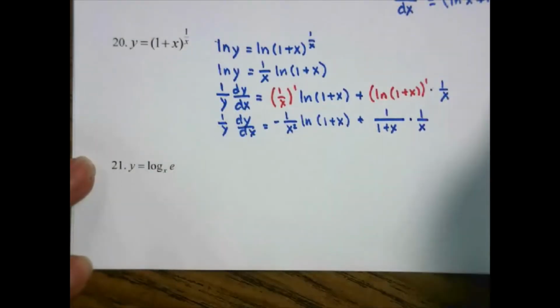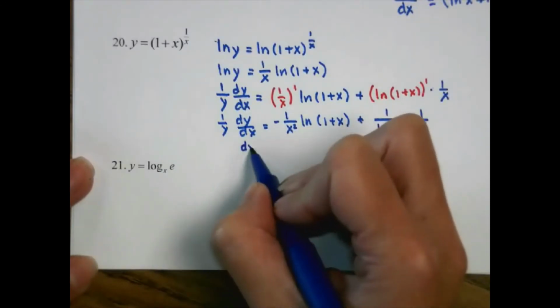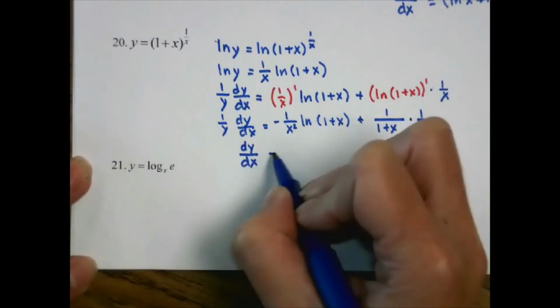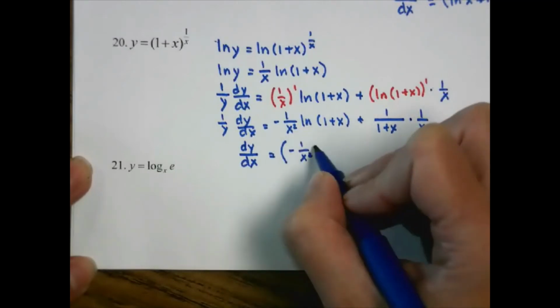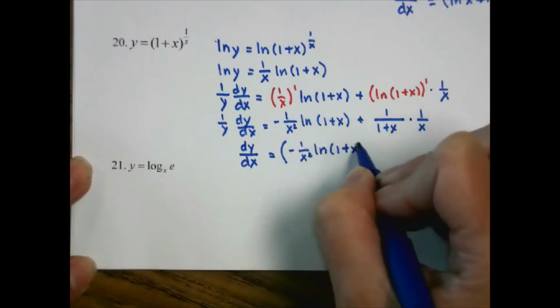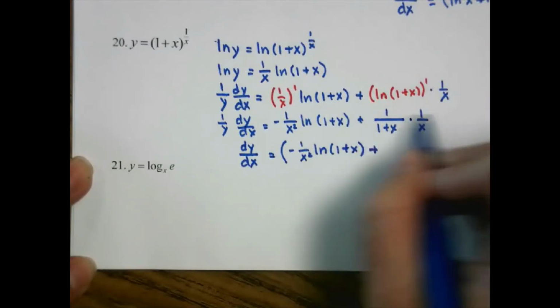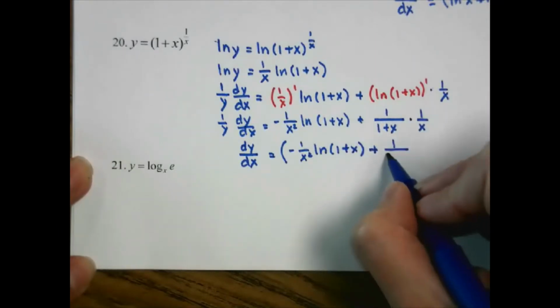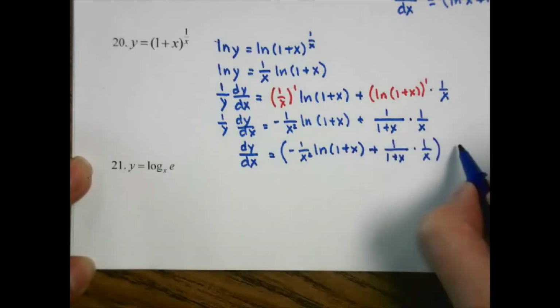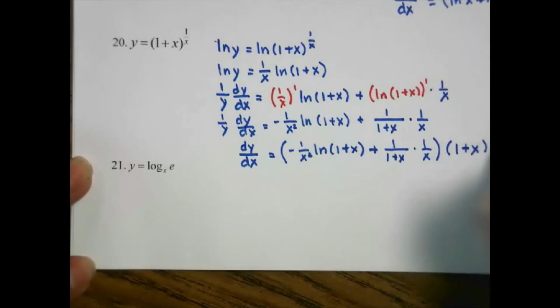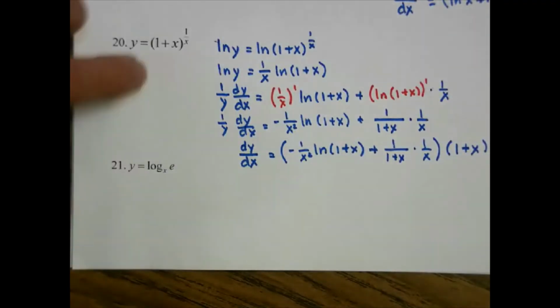So this final derivative is going to be negative 1 over x squared, natural log 1 plus x, plus, and you can multiply these together if you want to, all of that times y, which is really 1 plus x to the 1 over x. So anytime you have the base and the exponent both containing x's, we use logarithmic differentiation.